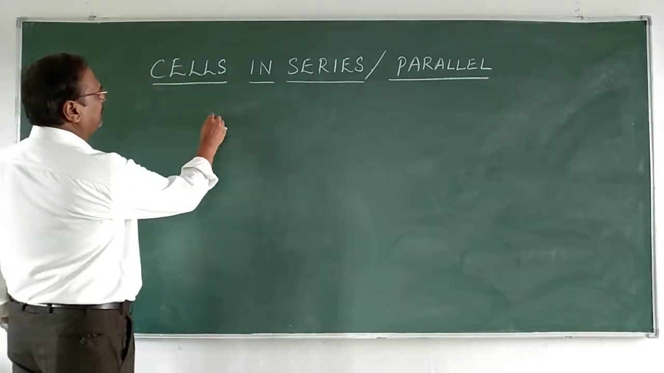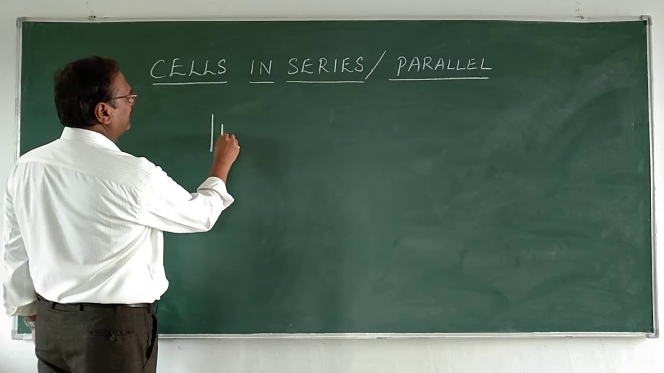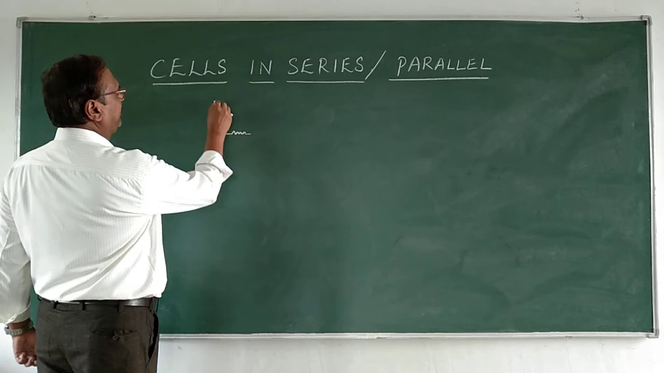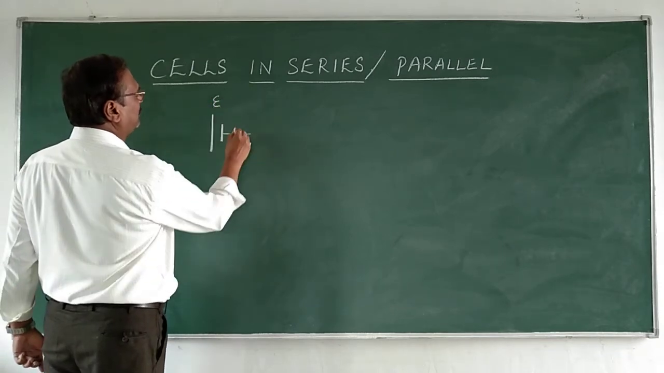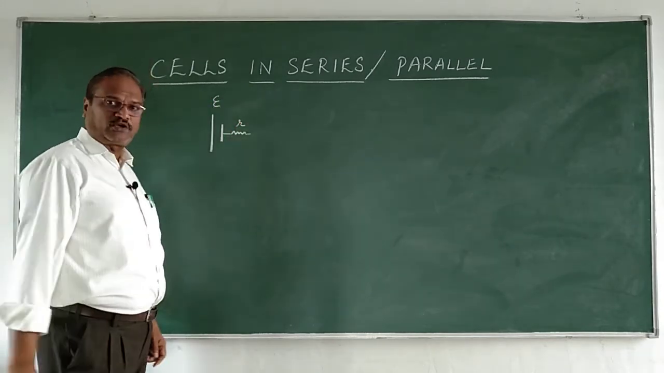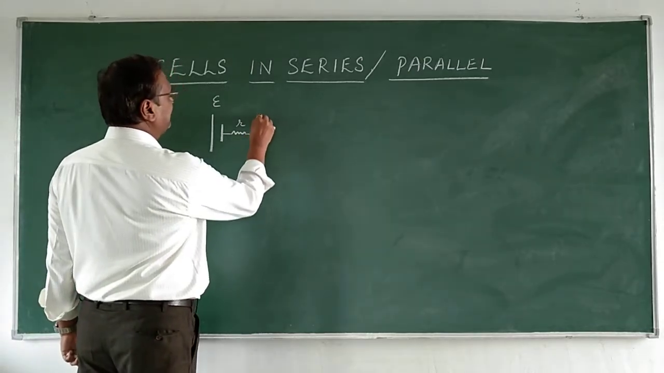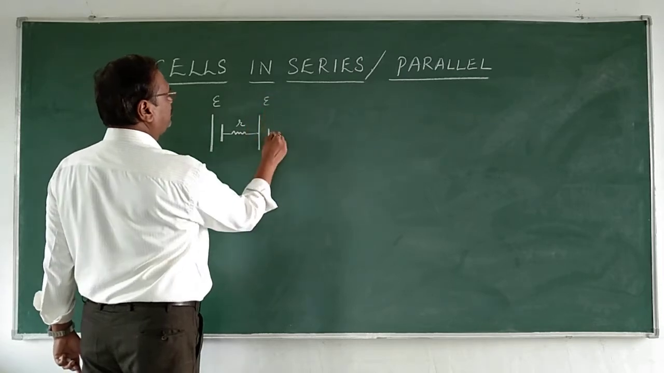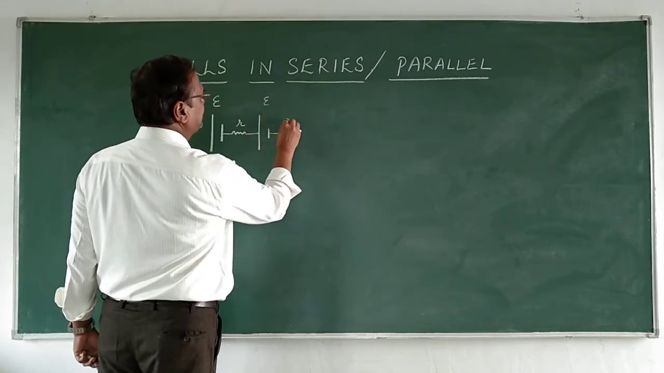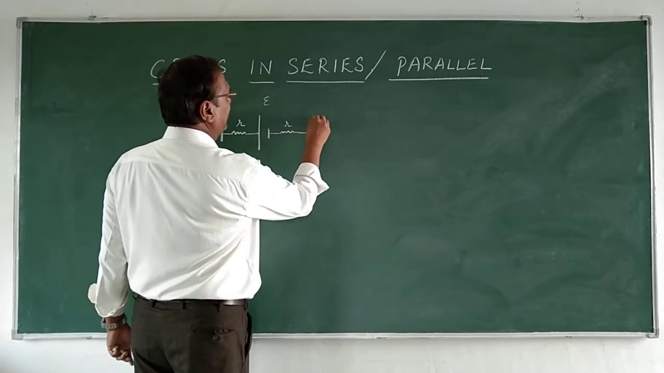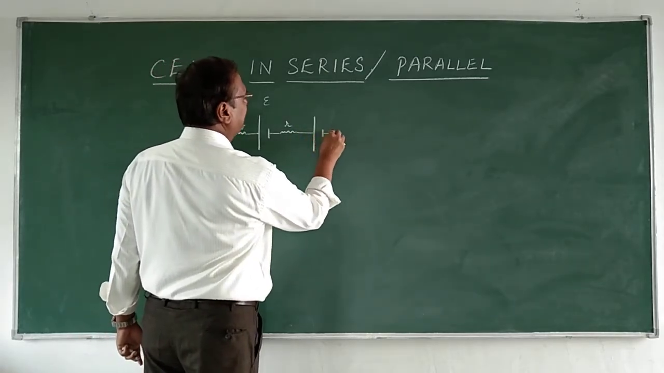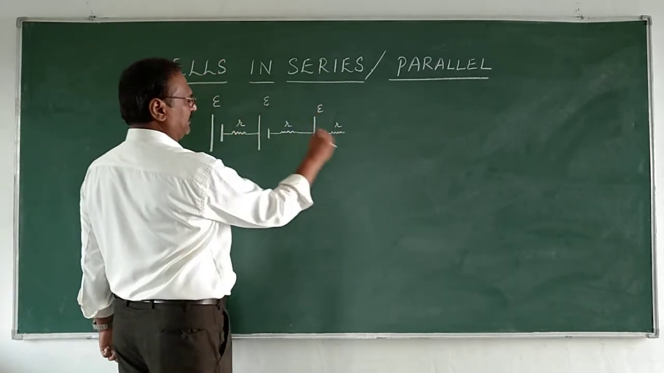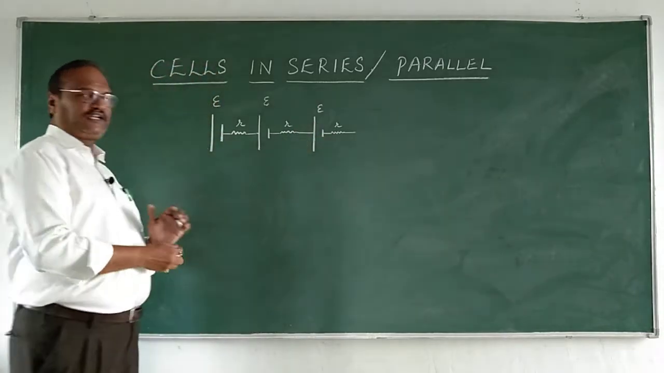For example, let me take cells, right? And every cell you know very well has an internal resistance. I am taking a cell of EMF epsilon and having an internal resistance small r. I connect another identical cell in series with that. This is also epsilon and it has an internal resistance r. So again let me connect another cell with the internal resistance small r. Okay, epsilon, they are all identical. Fine. Here I have taken only 3 cells.